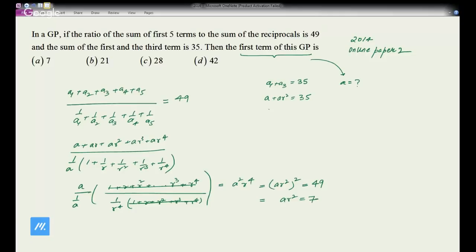If this is 7, then just put the value here, 35. A comes out to be what? 28. C is the option. Got it, guys? Any problem? Straightforward problem. कई बार हम लंबी कैलकुलेशन देख के घबराना शुरू हो जाते हैं. Don't do that. Okay, don't do that.